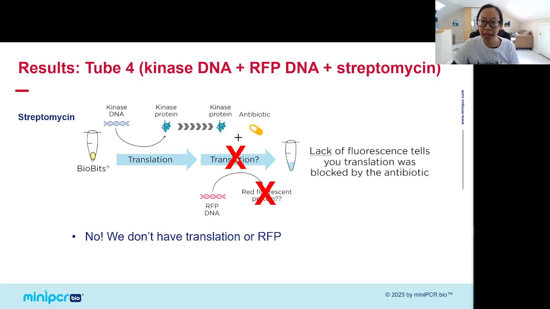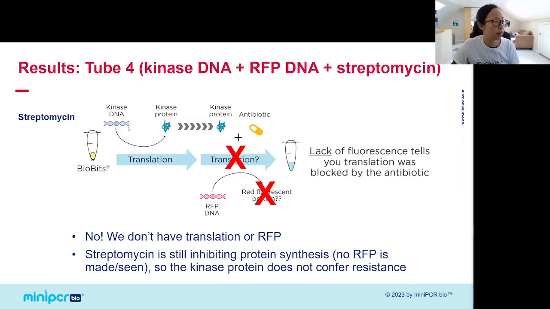Therefore, we can conclude that the antibiotic resistance gene, this kinase DNA that we added, does not confer resistance to strep. Again, lack of translation, lack of fluorescence tells us that the antibiotic is working, so therefore the antibiotic resistance gene we added doesn't protect the system against that antibiotic. Again, going back to our bacteria culture parallel, this would be like if we added streptomycin to a live bacteria culture, saw them all die, and then concluded that the cells don't have an antibiotic resistance gene that can protect them from the streptomycin.